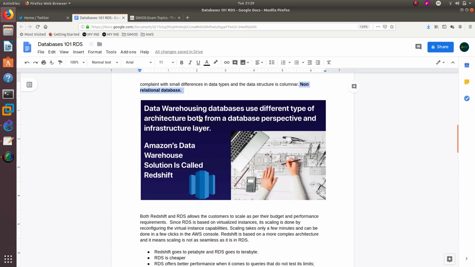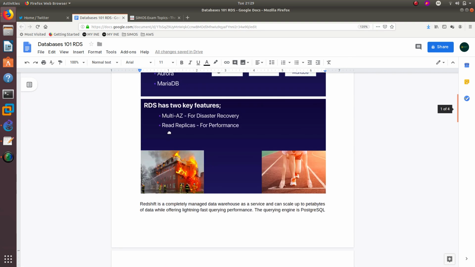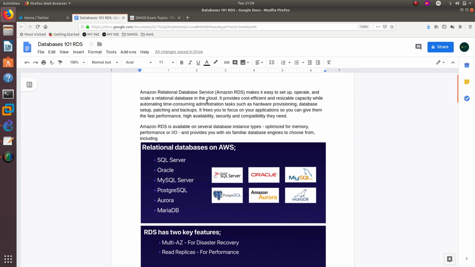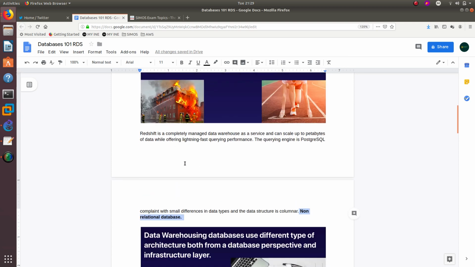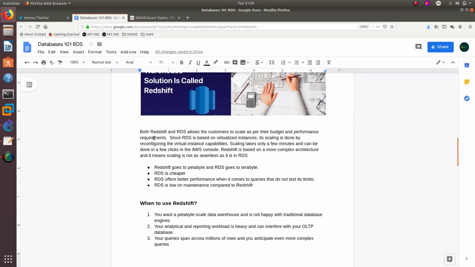And as you can see right here, data warehousing databases use different types of architecture both from a database perspective and infrastructure layer. Amazon's data warehouse solution is called Redshift, and it is a non-relational database. Just remember that. And RDS is a relational database service. Just remember those two. That's the big difference between Redshift and RDS. And both Redshift and RDS allow the customer to scale as per their budget and performance requirements.